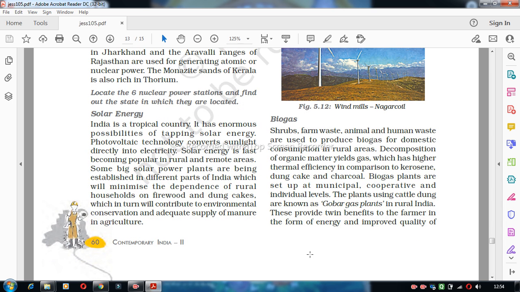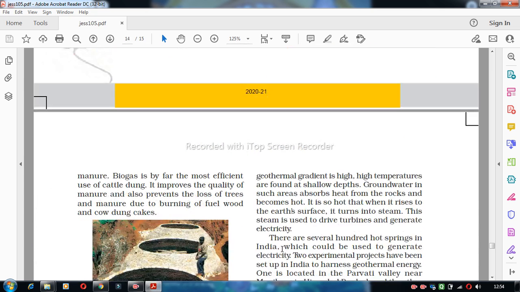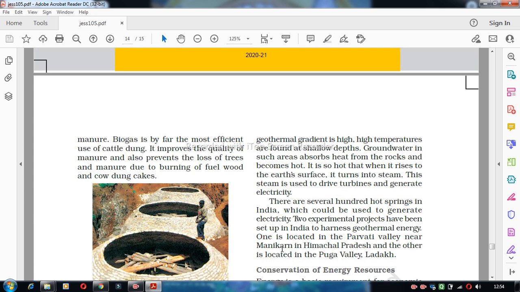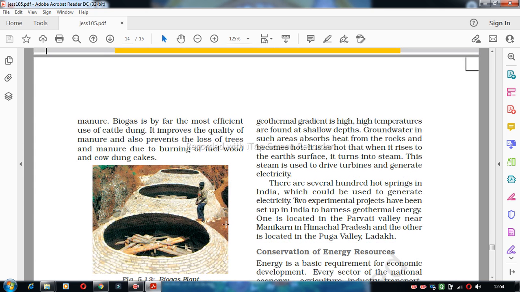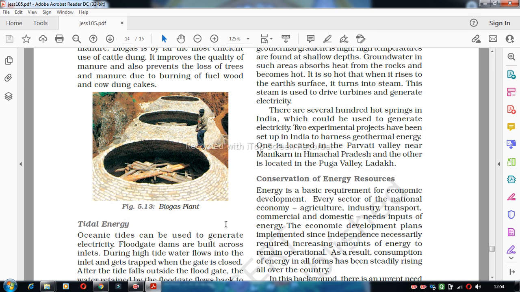The plants using cattle dung are known as gobar gas plants, right? Please note it. These provide twin benefits to the farmer in the form of energy and improvement of manure. The biogas is the most efficient use of cattle dung. It improves the quality of manure and also prevents the loss of trees and manure due to the burning of fuel. Right? You can see the example of a biogas plant here.